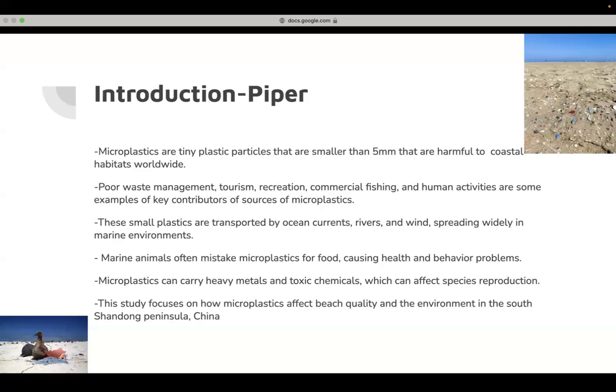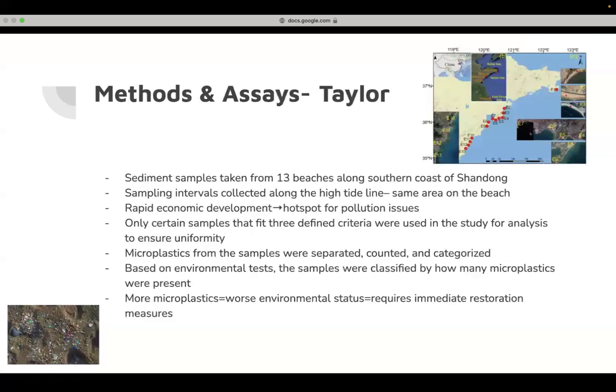Hi, my name is Taylor Dalrymple, and I was responsible for the methods and assays section. This gives a big picture context for the experimental methods in order to collect data for the experiment. 13 different beaches from the Shandong Peninsula were used in the study to collect sediment samples from. Shandong is a highly polluted peninsula because it has recently faced a lot of economic growth via tourism.